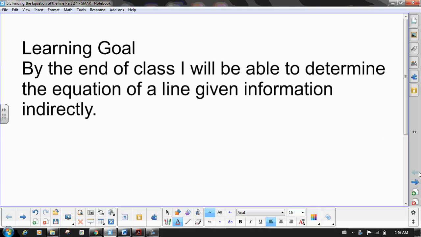All right, so our learning goal today is to be able to determine the equation of a line given information in a bunch of different ways, not directly. So you will have to figure out our two main things that we need for y equals mx plus b. Those two main things, as always, will be the slope and y-intercept. Okay, so let's start by doing a few examples.